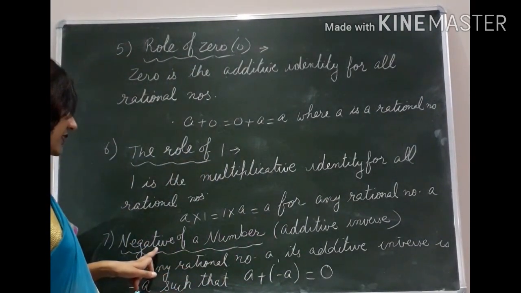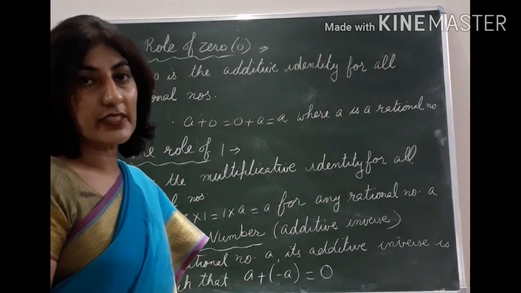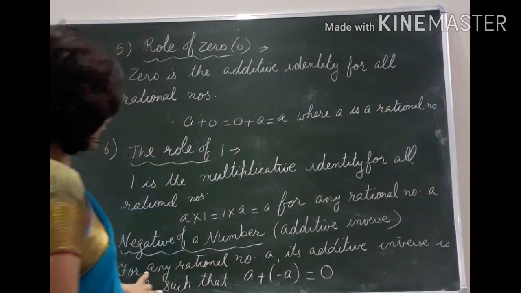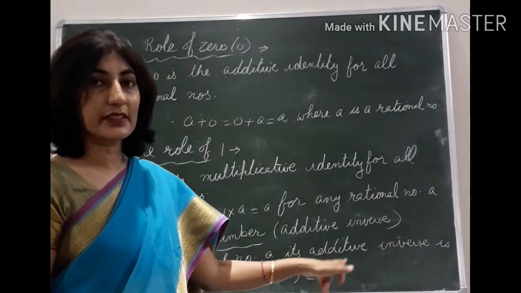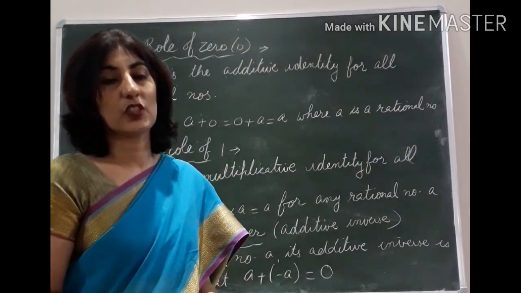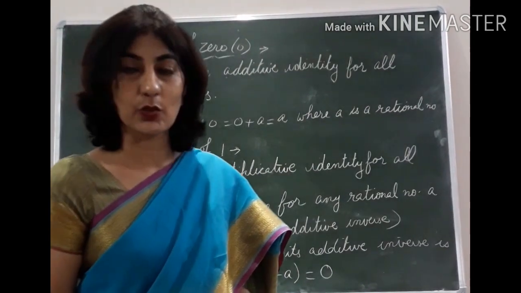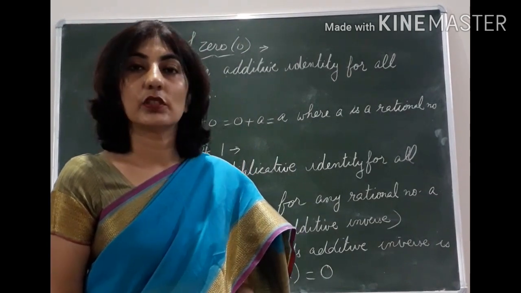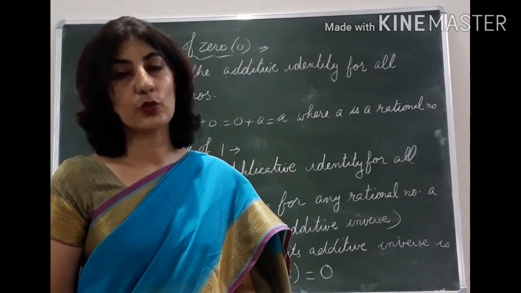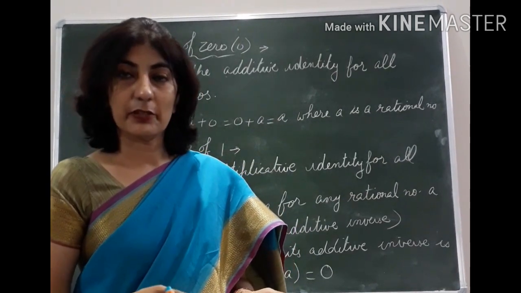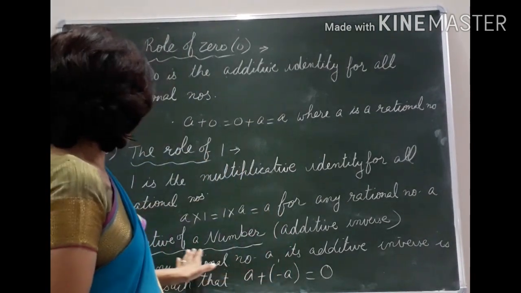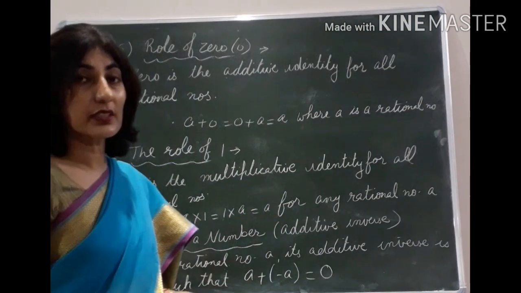Coming to the next property, the negative of a number. This also we have studied. Negative of a number means additive inverse. So for any rational number a, its additive inverse will be minus a, such that when we add the number and its additive inverse, the result should come 0. If I ask you what is the additive inverse of 1 by 2, you will say minus 1 by 2. Or what is the negative of 1 by 2? It is minus 1 by 2. When we add the rational number and its additive inverse, the result should come 0. So this is the additive inverse, the negative of a number.